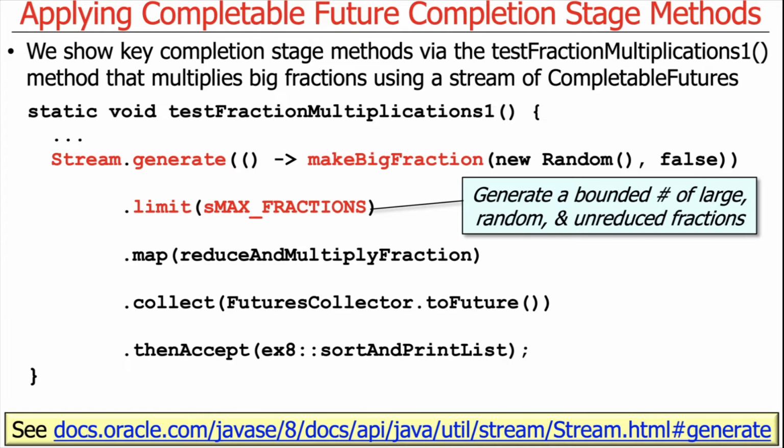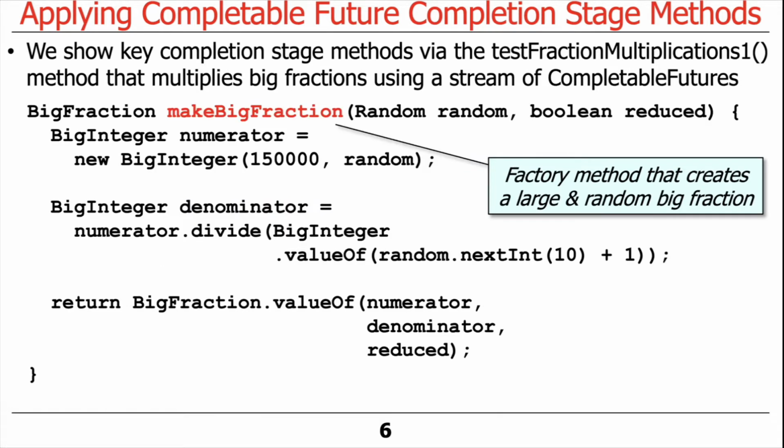What that's going to do is generate an unbounded number of large, random, and unreduced BigFractions. And then we're going to use the limit method, which is an intermediate operation that will essentially stop the processing after a certain number of items have been generated. In this case, sMaxFractions number of them. So by using these two methods together, we're ultimately generating a bounded number of large, random, and unreduced fractions.